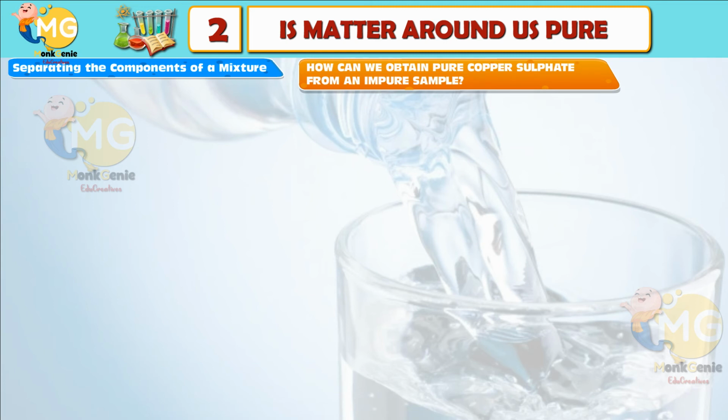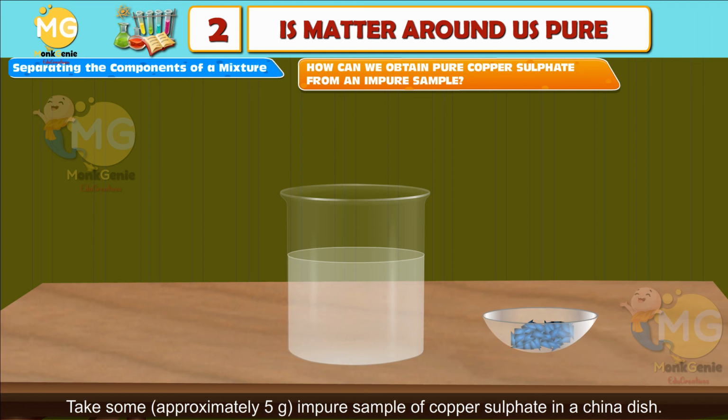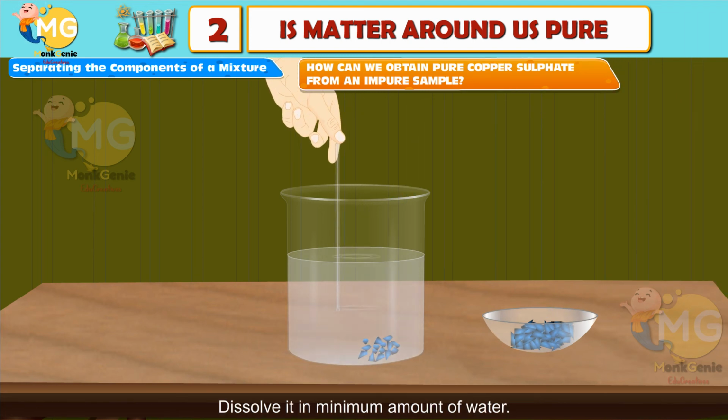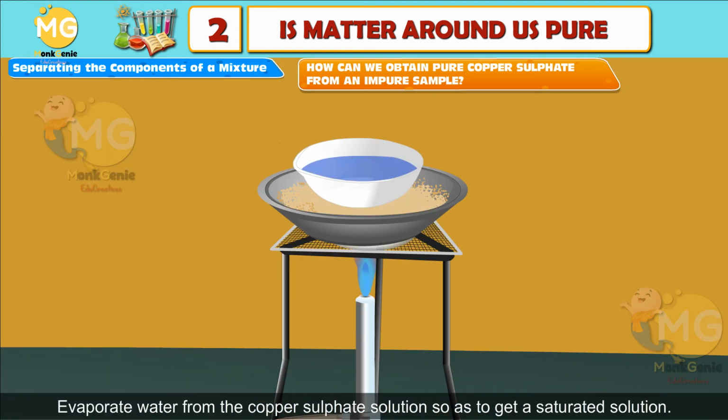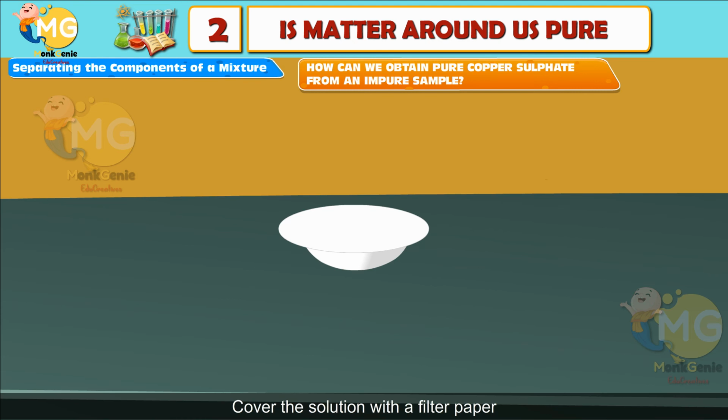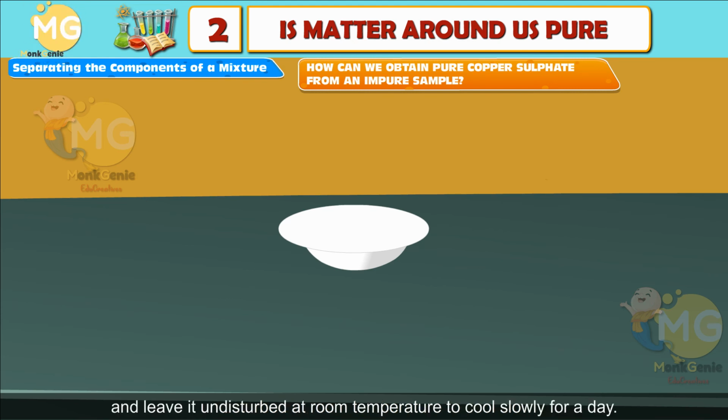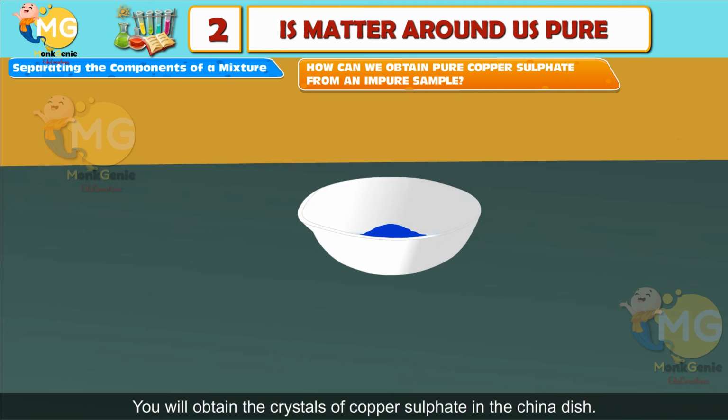How can we obtain pure copper sulphate from an impure sample? Take some, approximately 5 gram, impure sample of copper sulphate in a china dish. Dissolve it in minimum amount of water. Filter the impurities out. Evaporate water from the copper sulphate solution so as to get a saturated solution. Cover the solution with a filter paper and leave it undisturbed at room temperature to cool slowly for a day. You will obtain the crystals of copper sulphate in the china dish. This process is called crystallization.